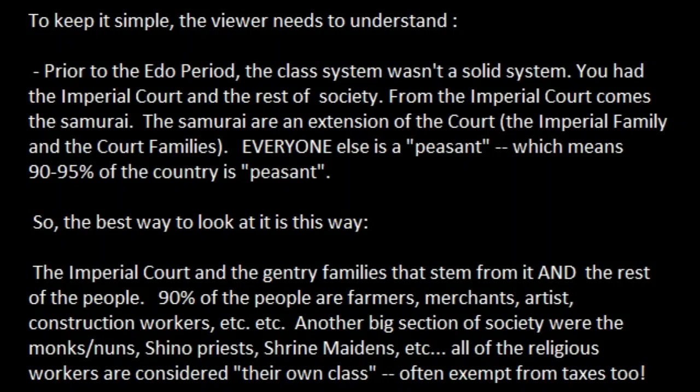So this is a viewpoint. This is a Gengundan viewpoint. This is a Kumazawa viewpoint. This is a Southern Court viewpoint. And I'm trying to introduce it to you because it really helps to understand this mechanic.